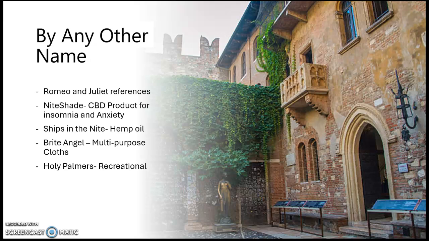Our third one we have listed here is Bright Angel, and that one is a multi-purpose cloth in reference to the scene where Romeo calls Juliet a bright angel for appearing in just a simple white dress. And it's just that simple. It's taking the fibers, processing them into cloths, having them be just a multi-purpose cloth, simple as that. You can change the percentage of hemp fiber in it depending on how soft you want it to be by mixing it with cotton and such.